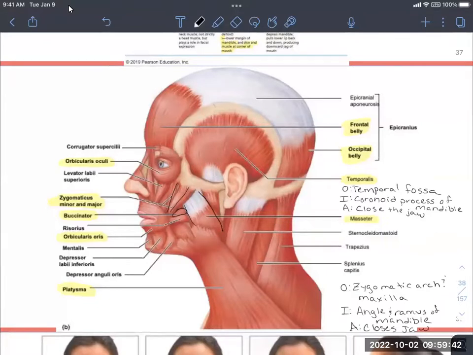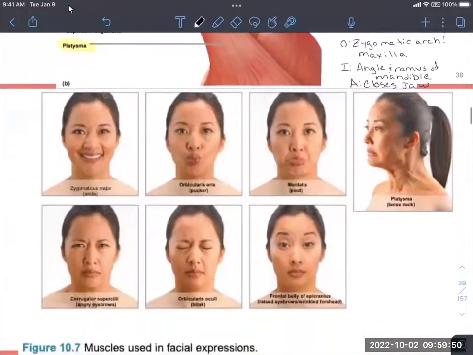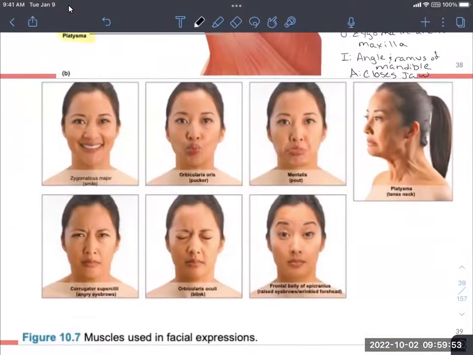And we will not look at these on the cadaver, so you only need to be able to identify these on a model. So here's all the different facial expressions and the muscles that do them. Like zygomaticus major and minor lets you smile. Orbicularis oris lets you pucker. We don't need mentalis, but it lets you pout. Platysma tenses up your neck. Orbicularis oculi lets you blink. And the frontal belly of the epicranius is going to let you raise your eyebrows.